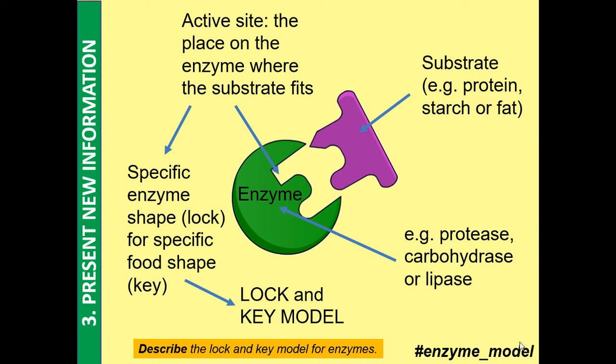So they must fit into the active site, and we're referring to the enzyme as the lock and the substrate as the key. Okay, so if they are not complementary in shape, then the enzyme can't break down that particular substrate. So this could be that the enzyme is a protease enzyme and the substrate could be some starch. Okay, they're not complementary. So we call that the lock and key model.